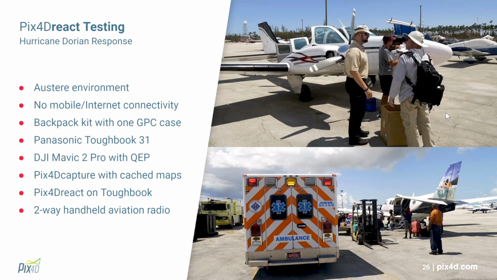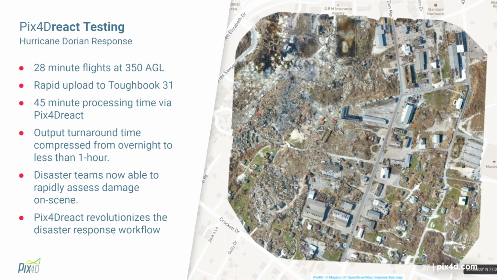And then we had Pix4D React installed on a Panasonic Toughbook 31. It was actually an older model Toughbook running Windows 7, but we wanted to see how it was going to perform on something that wasn't necessarily a state-of-the-art system. And we also had a two-way handheld aviation radio, which was really essential because there were military and civilian air operations taking place all over, and air traffic control was essentially down at the point we were there, so we needed to coordinate with them.